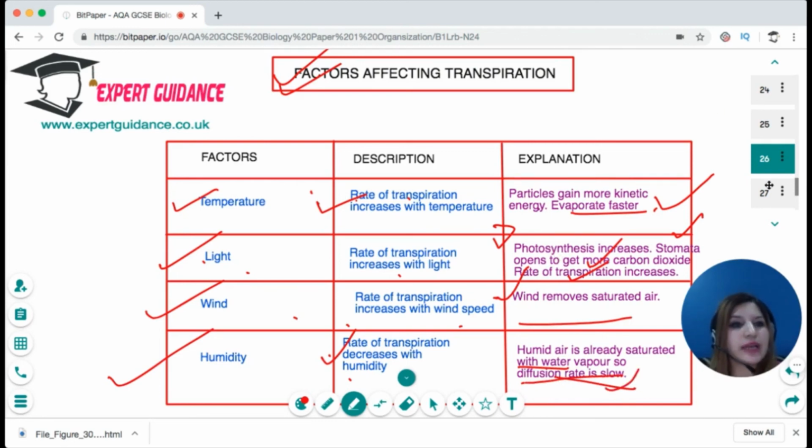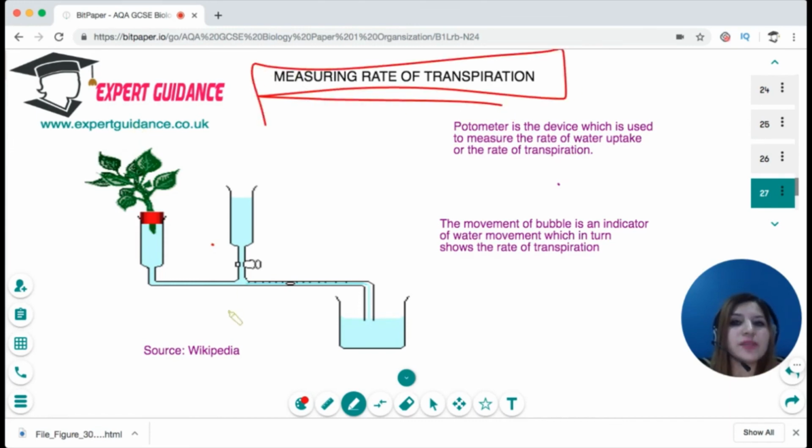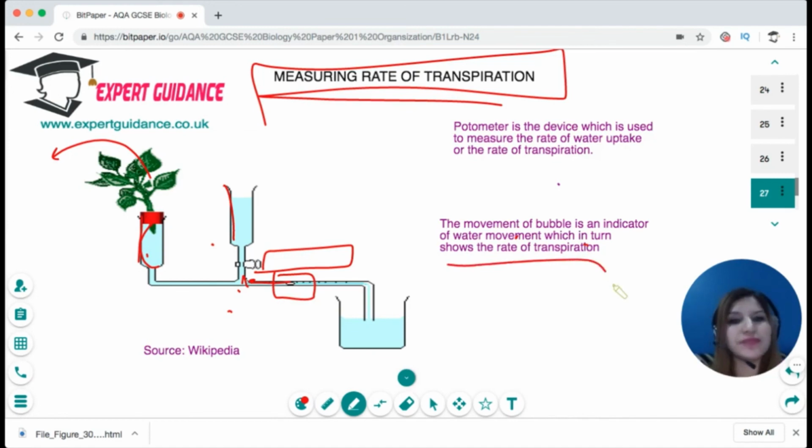water will slow down. Okay, now how do we measure the rate of transpiration? I think you must have done this experiment. This is a potometer. In a potometer, there's a glass tube, there's a reservoir of water, and there's a beaker, and there's an air bubble. As the plant loses water, it will try to take up this water, and this bubble will move. You will use a scale and measure how much the bubble has moved. The movement of the bubble is an indicator of water movement, which in turn shows the rate of transpiration. So we assume all the water that it is taking up is equivalent to the rate of transpiration of water.